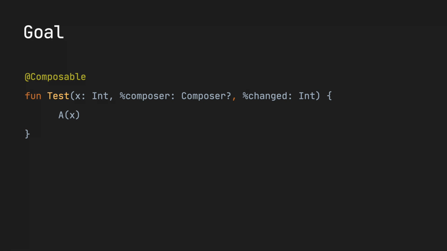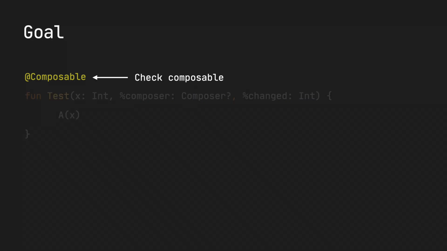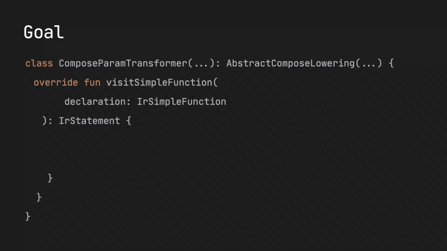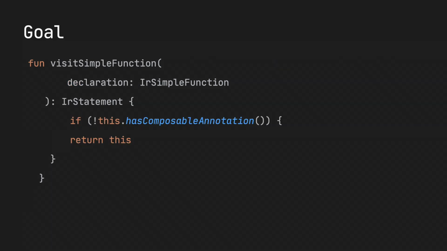So the first thing that we need to do is that we should only do this transformation for composable functions that have this annotation. So we need to check whether this annotation exists. In order to do that, as I shared before, we could reuse a utility that the AbstractComposeLowering class already has, which is a method called hasComposableAnnotation. If it doesn't, we just return and don't do any modifications.